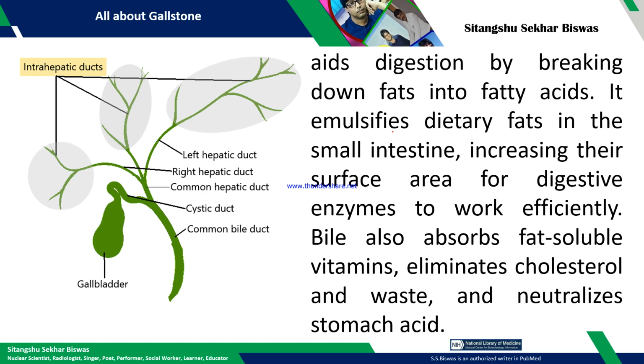So this liver will produce bile. That bile will be stored inside the gallbladder. So what exactly does bile do? This helps in fat digestion. Finally the absorbable form of fat which we consume through food is fatty acid and glycerol. So this bile will emulsify the food fat.